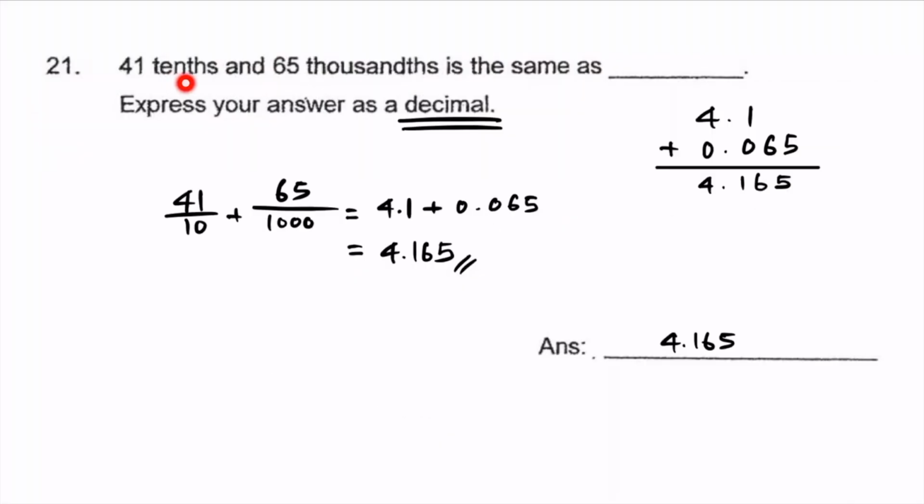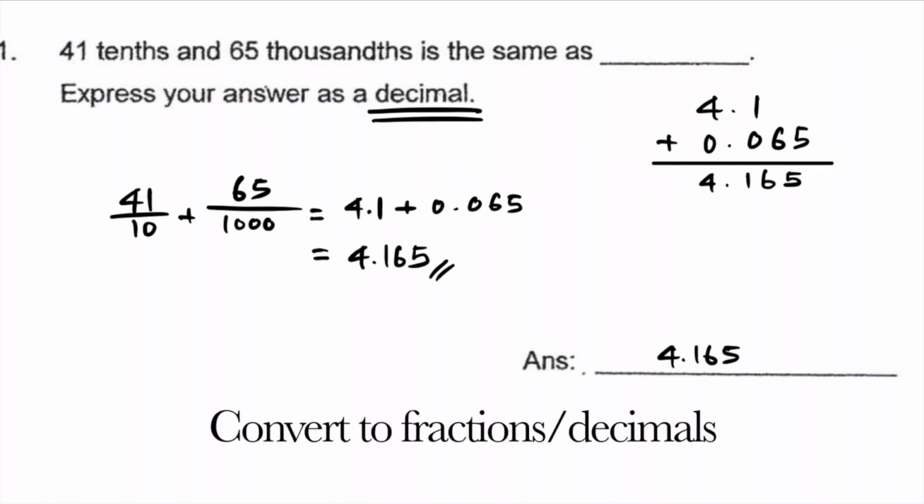Well, we've got 41 tenths, right? That's basically going to be 41/10. So I'm going to convert all to fractions or decimals. So this is just words. So 41 tenths, think of it as 41/10. 65 thousandths, with a TH, let's put a 1000 below.